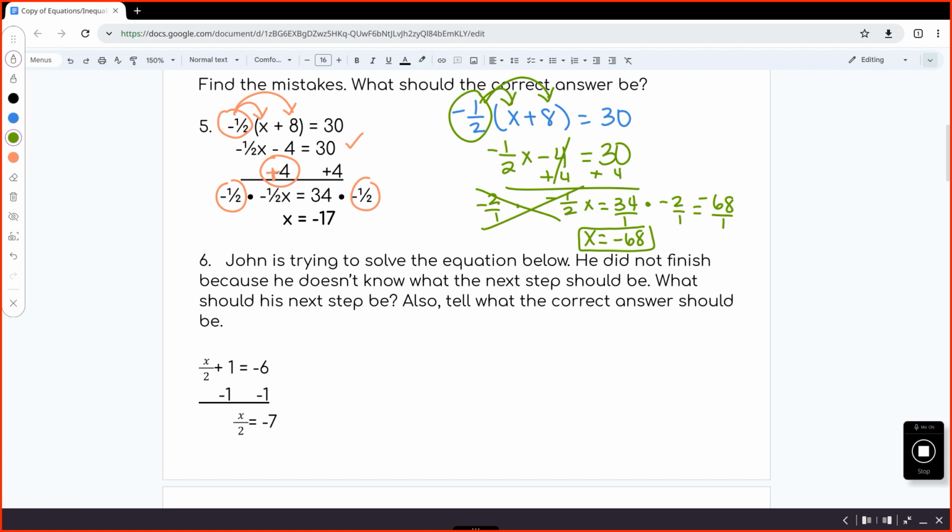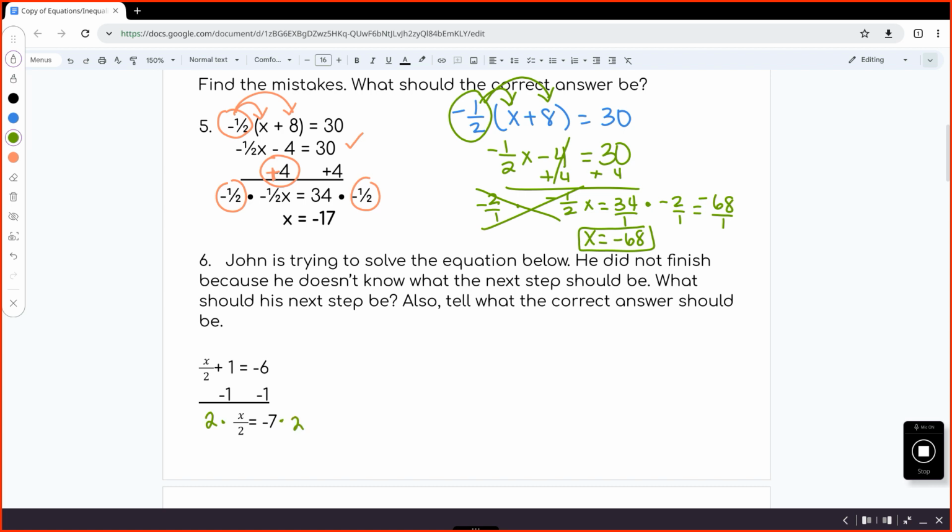All right, so we start off with the equation x/2 plus 1 equals -6. We subtract 1 on both sides because that is a constant, which is good. So now we have x divided by 2 is equal to -7. You look to see what's being done to x and you do the opposite. So here, x is being divided by 2, so you're going to multiply by 2.